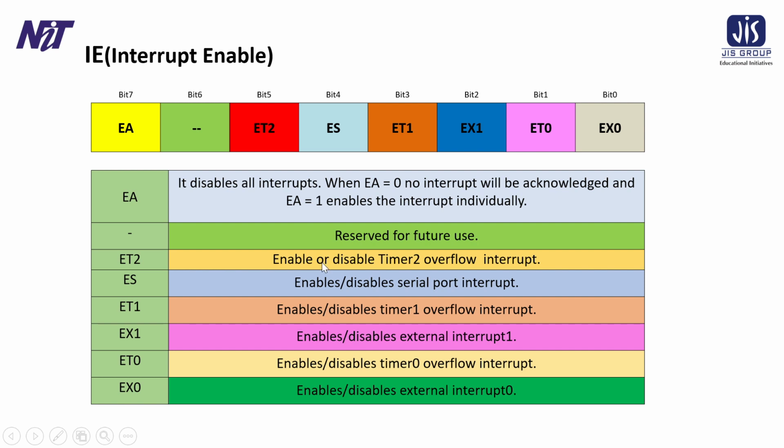ET2 enables or disables the timer 2 overflow interrupt. ES enables or disables the serial port interrupt. ET1 enables or disables the timer 1 overflow interrupt. EX1 enables or disables external interrupt 1. ET0 enables or disables the timer 0 overflow interrupt. EX0 enables or disables external interrupt 0. So this IE register is basically used for the interrupt operation of the 8051 microcontroller.